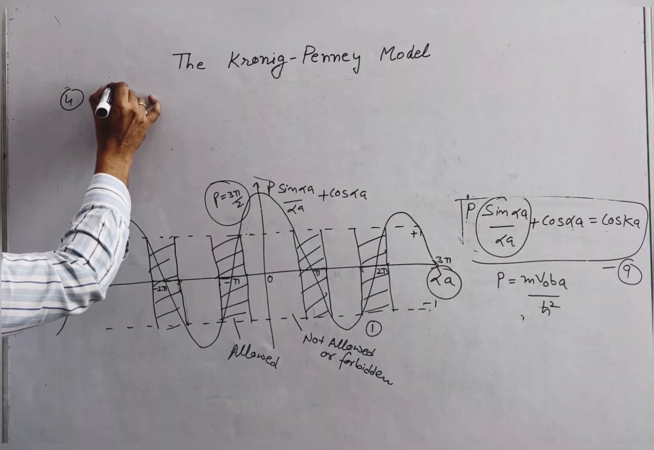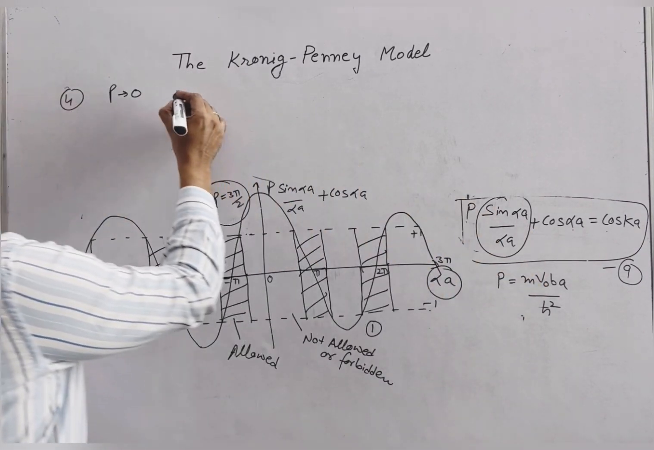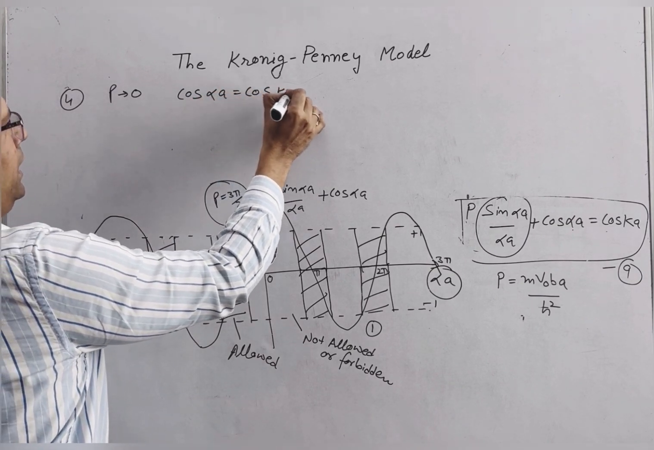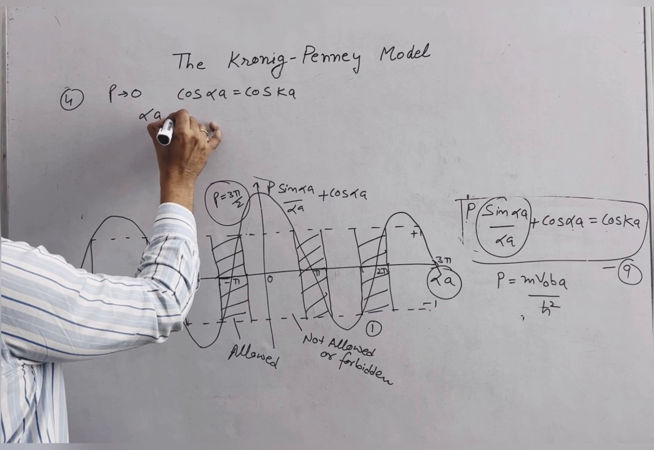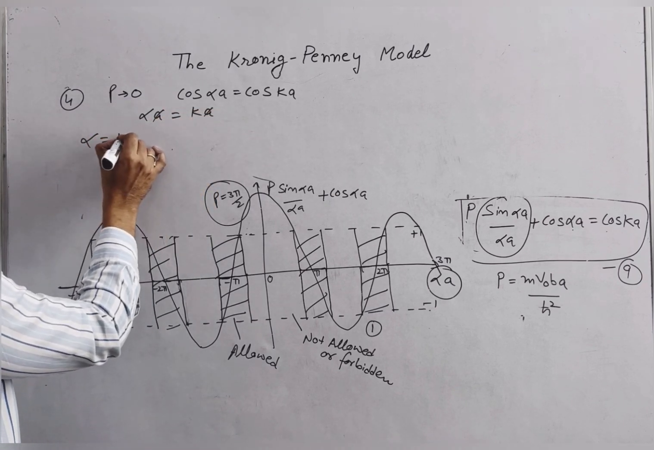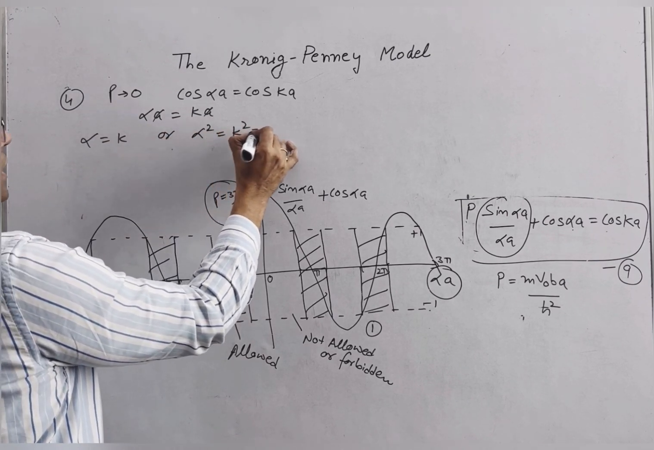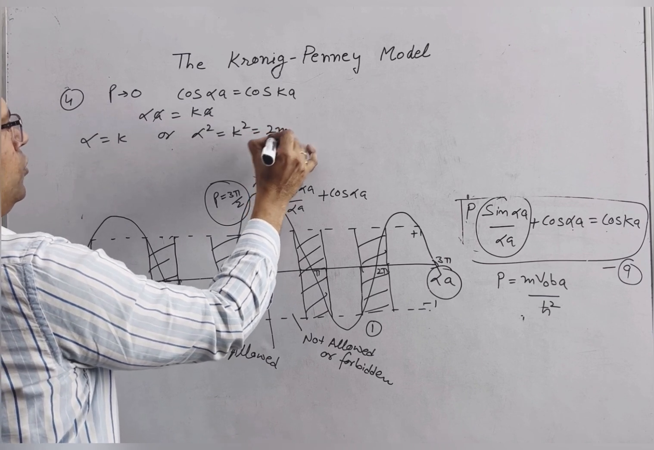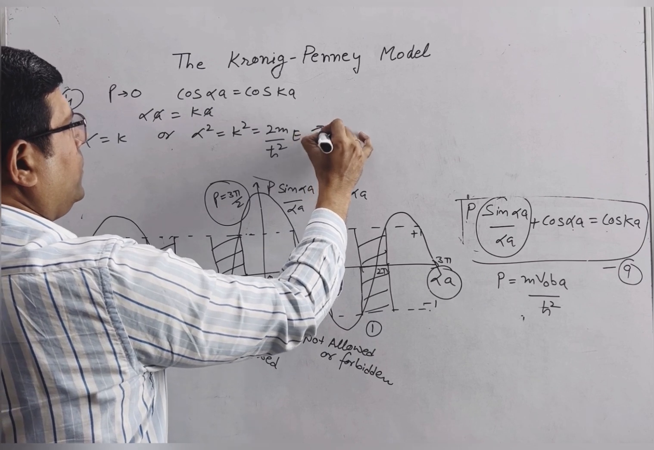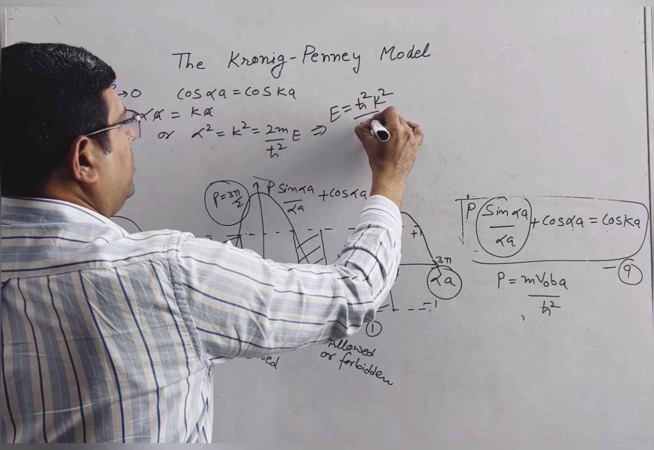Next case is when P approaches 0. When P approaches 0, this first term is 0, then cos alpha A equal to cos Ka, or alpha A equal to Ka, or you can say alpha equal to K, or alpha square equal to K square, and this is equal to 2m upon h cut square into E. So we have E equal to h cut square K square upon 2m.